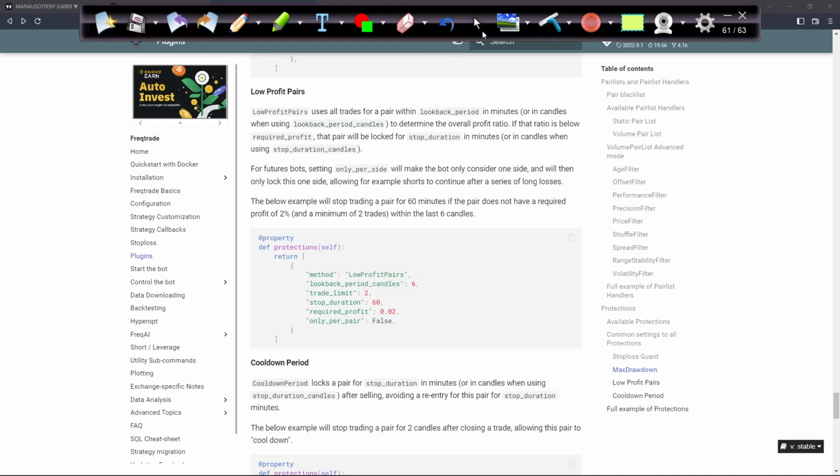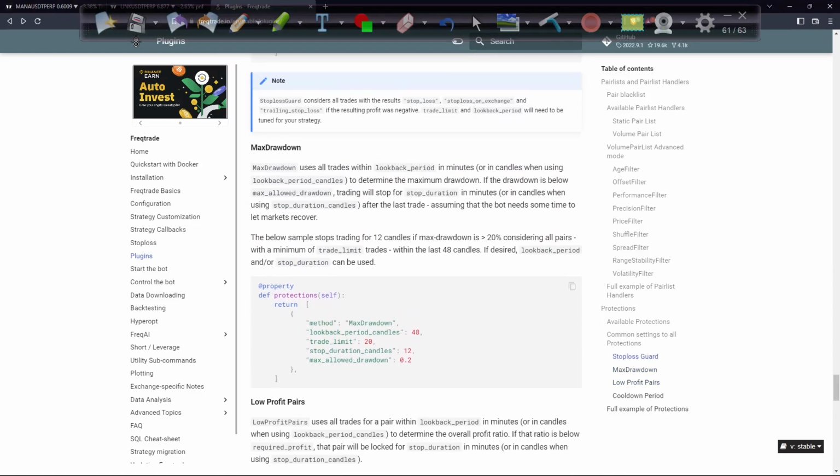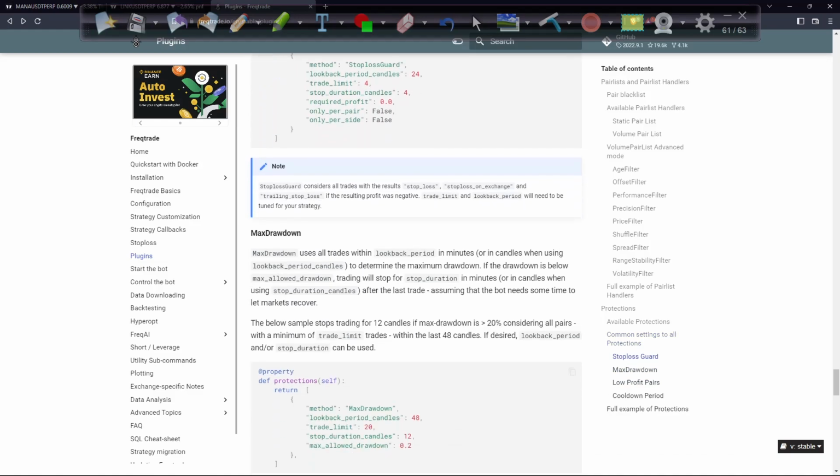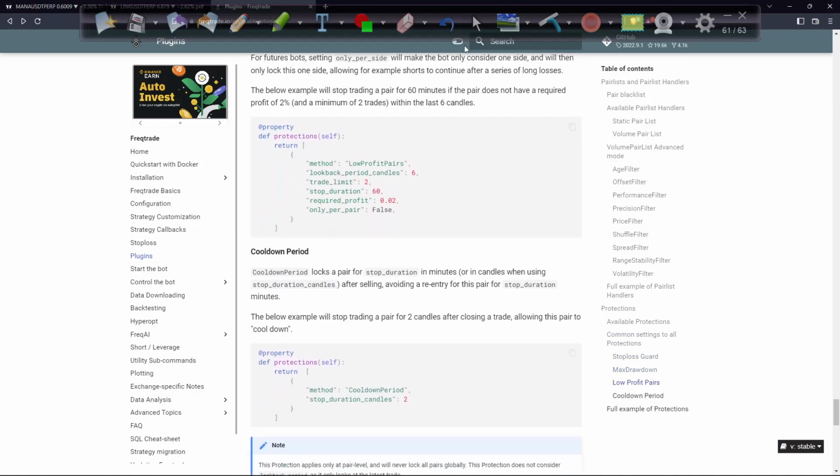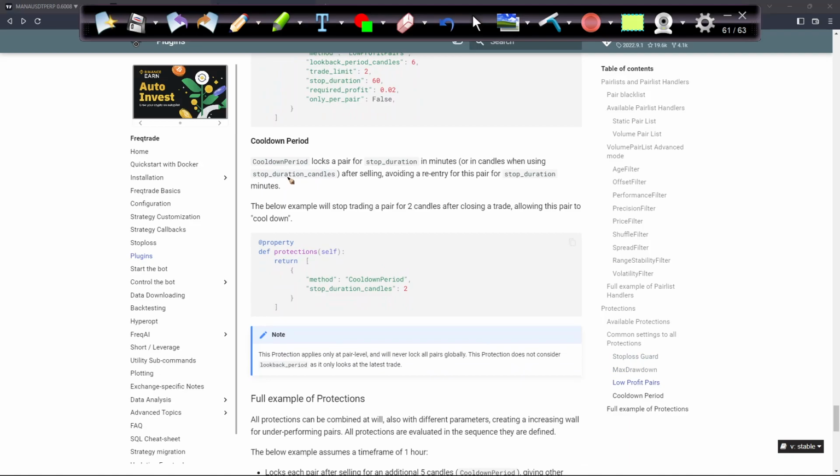All right, low profit pairs. Now we looked at stop loss guard, max drawdown, low profit pairs. Now let's look at cooldown period. Cooldown period locks a pair for stop duration in minutes, or in candles when using stop duration candles. After selling, it avoids a re-entry for this pair for stop duration minutes.